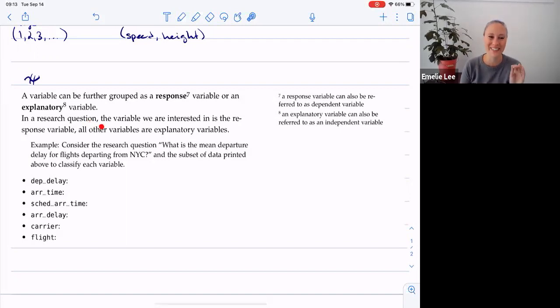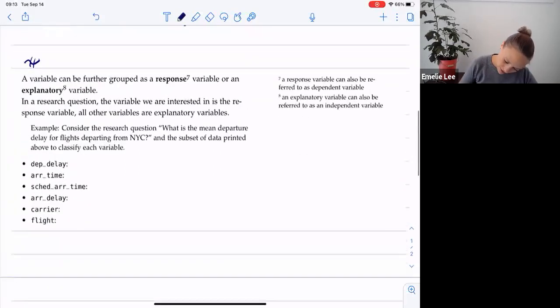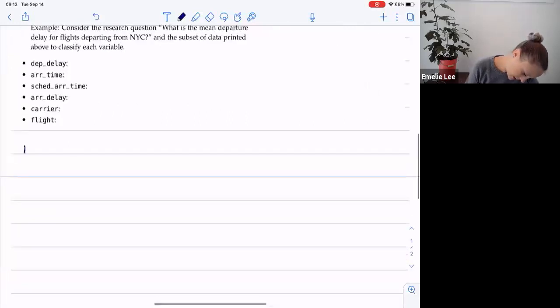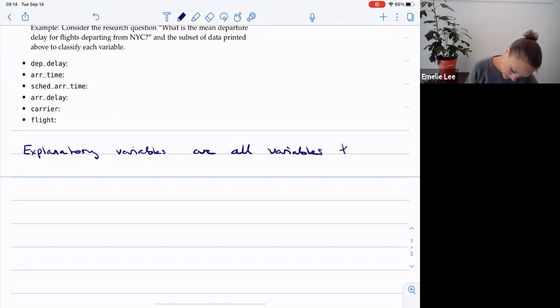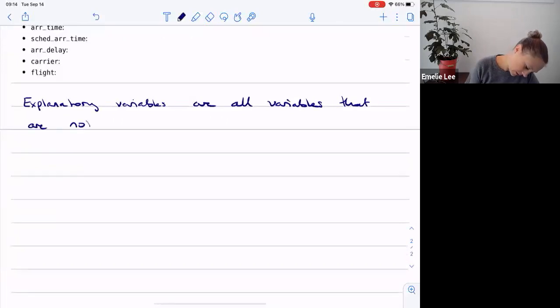Okay, so if we have a research question, then the response variable is going to be the main variable that we're interested in, right? And that variable can be either numerical or categorical, right? And so what we do with all the other variables, because we're not just going to collect information on one thing, right? We're going to collect more information. And the reason we do that is we're trying to explain changes in the response variable, okay? So explanatory variables are all variables that are not the response variable.